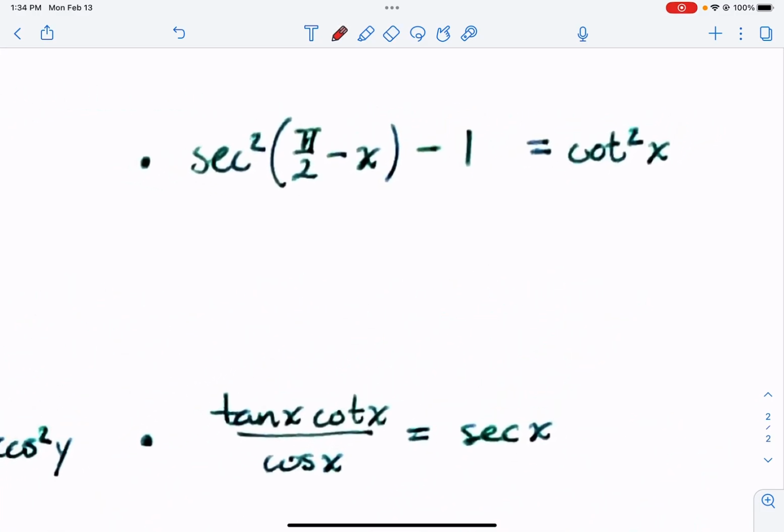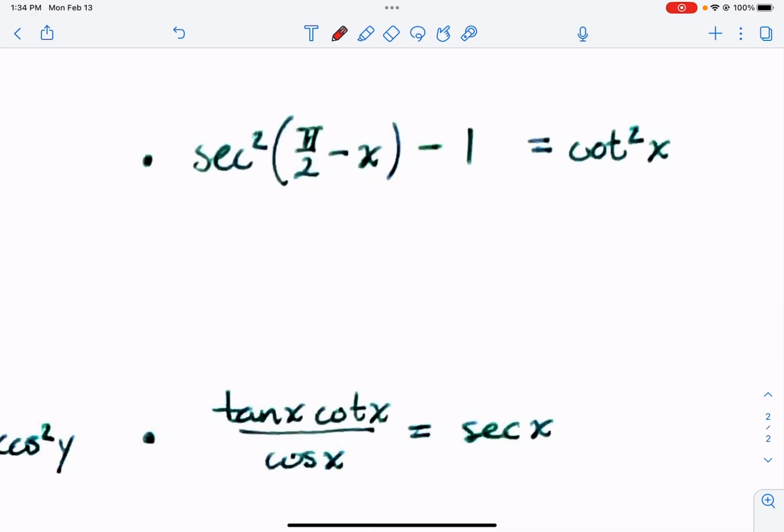All right, let's start with this one. So secant squared of pi over 2 minus x. Well, what is secant? That's going to be 1 over cosine squared of pi over 2 minus x, minus 1.